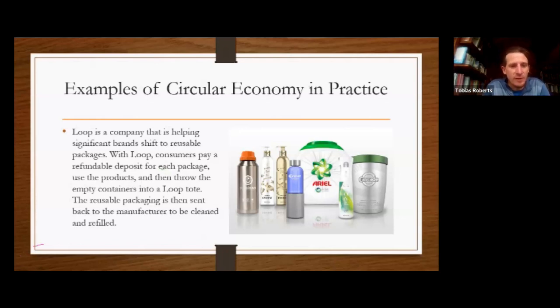And the idea is that when you go to the store with Loop, the consumers are going to pay a refundable deposit for each package, use the products, and then instead of simply throwing them into the trash can, and instead of simply throwing them into the recycle bin, the idea is to return them to a Loop tote. The reusable packaging is then sent back to the manufacturer, who cleans it, refills it, and it's used again. When you think about it, this is not a radical idea.